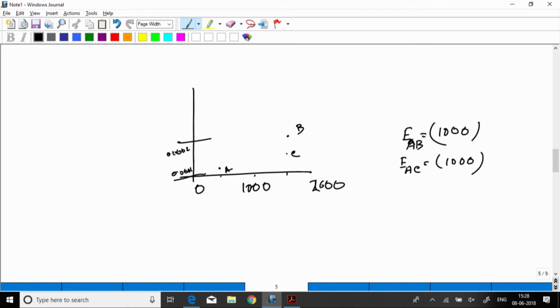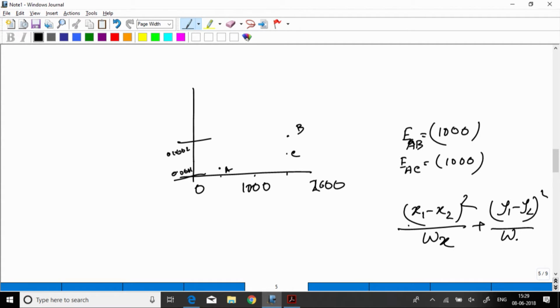So the good thing is that when you calculate x1 minus x2 squared, you give some weightage to the x-axis, plus y1 minus y2 squared, and give weightage to the y-axis. If this is the x-axis and this is the y-axis, this will be called a weighted Euclidean distance. And we can also write this more generally, in a general form.